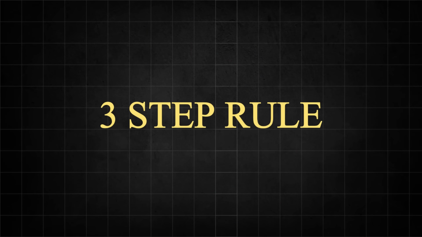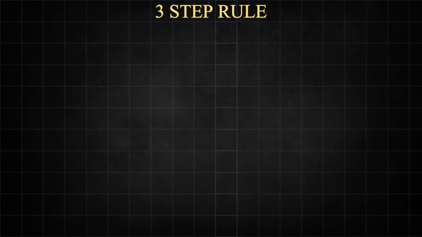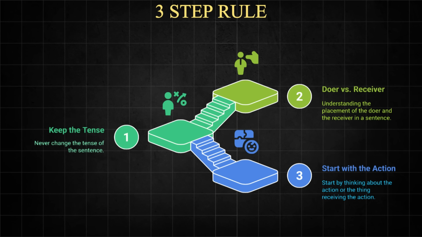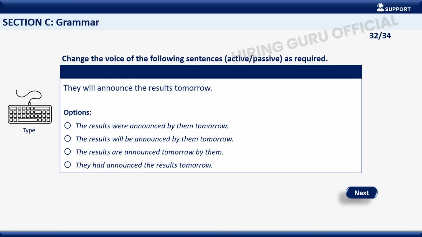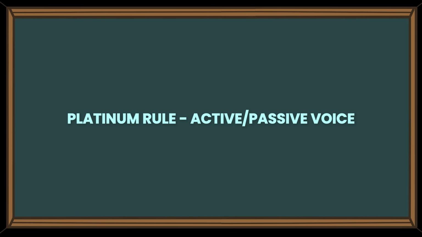All you need to do is to follow a 3 simple step rule and you'll be all set to go. Let me try to explain all 3 rules along with relevant examples. And guys, trust me, after watching this, you will never make mistakes with active and passive voice questions. Okay, so let me first show you a sample question.